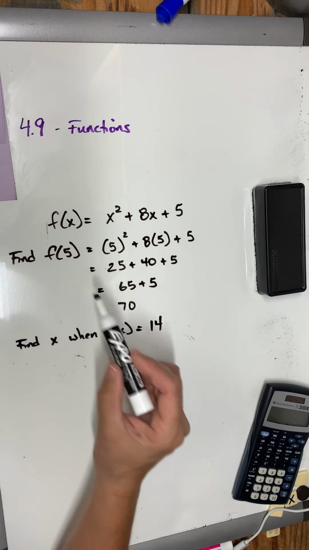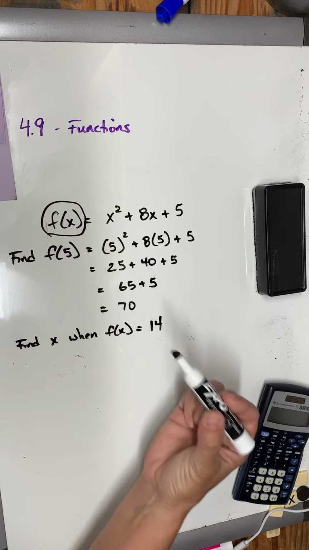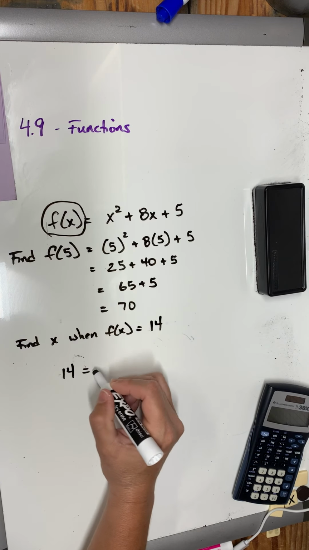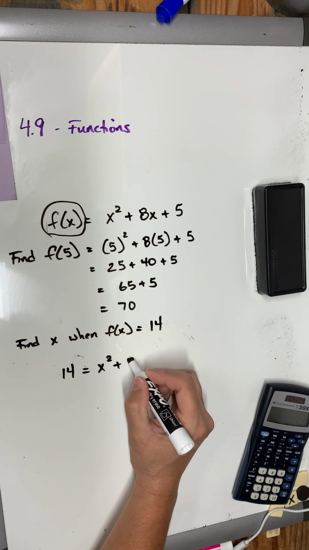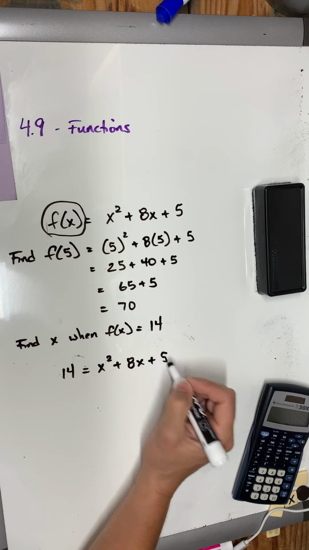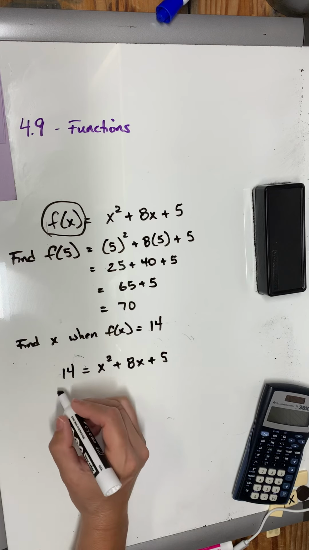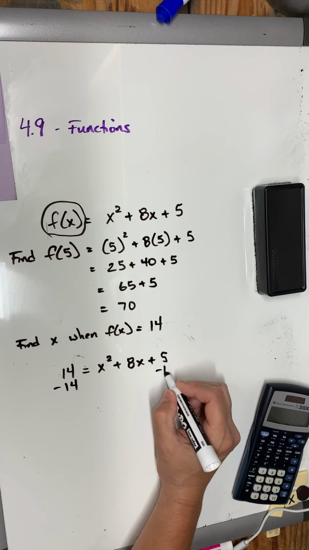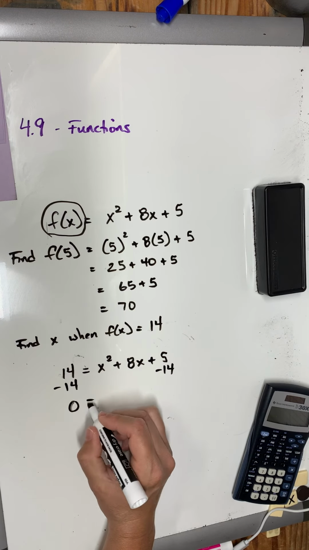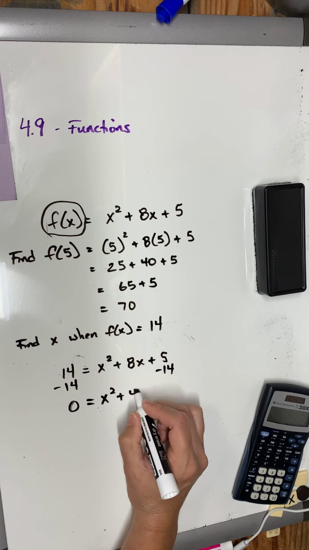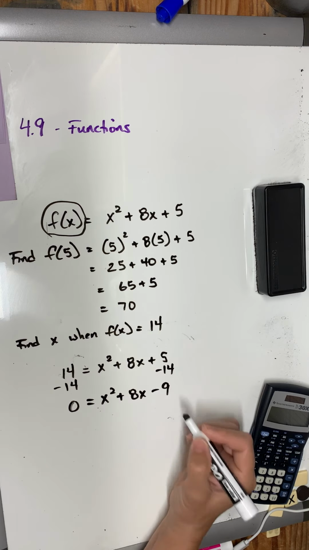Okay, so now I'm going to replace the f of x with the 14, and I have to solve this problem. So what's different is that now we have to do what we learned a while back with quadratics. First of all, this side has to be 0. 5 minus 14 is minus 9.